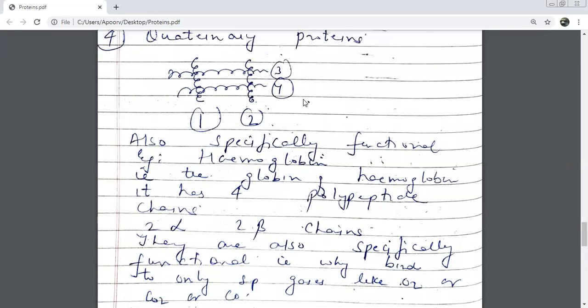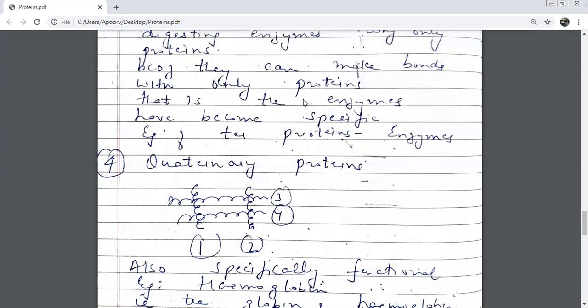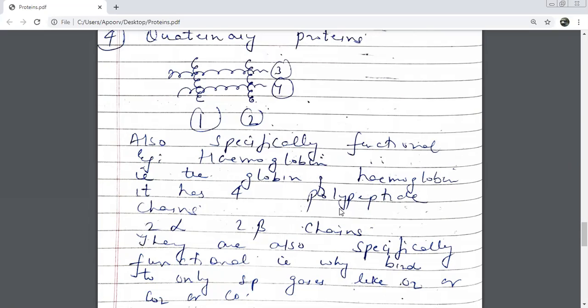So the globin part of hemoglobin is an example of which protein? Primary, secondary, tertiary, or quaternary? Quaternary. Because it has how many chains? 4 chains, 2 alpha and 2 beta. This is also a specific kind of protein, because if you remember, you must have read about carboxyhemoglobin, oxyhemoglobin. You have read that, right? Yes, ma'am. Have you read this, ammonia hemoglobin? Did you read about this word anywhere? Sulfur hemoglobin? No, ma'am.